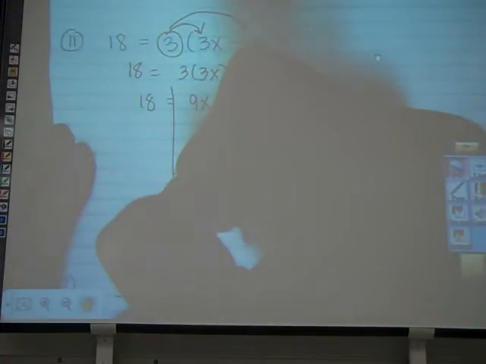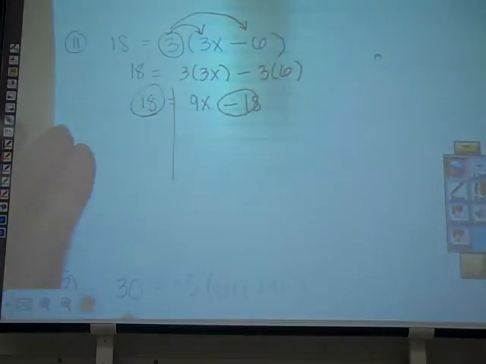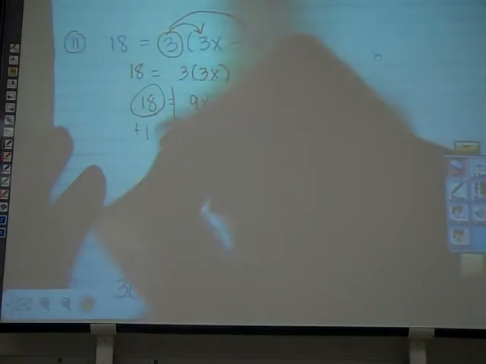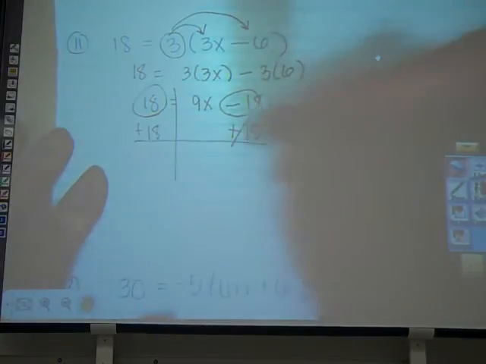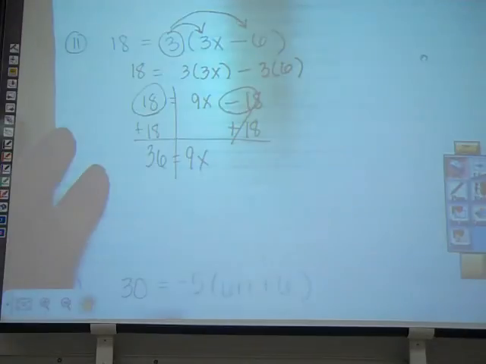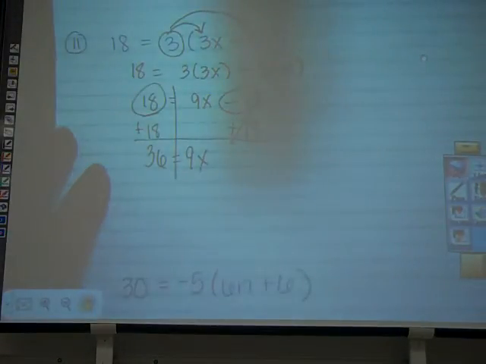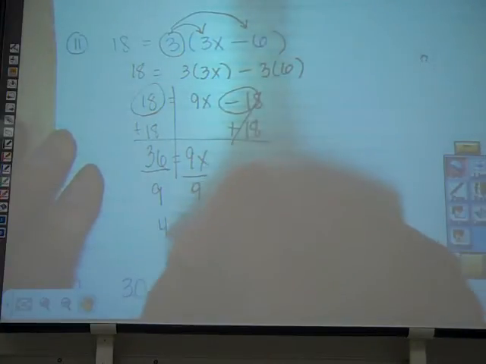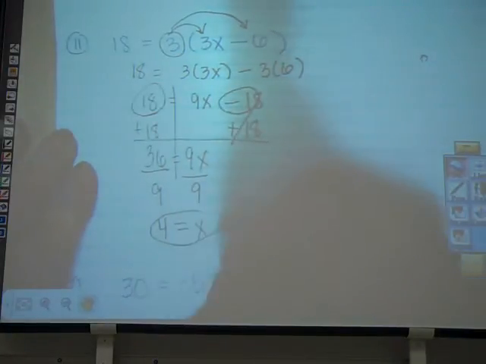Now, there's only one variable, so we're going to circle the 2 without variables. We want to move this 18 right here by adding 18 to both sides. We get 36 is equal to 9x. Now divide both sides by 9, and 4 is equal to x.